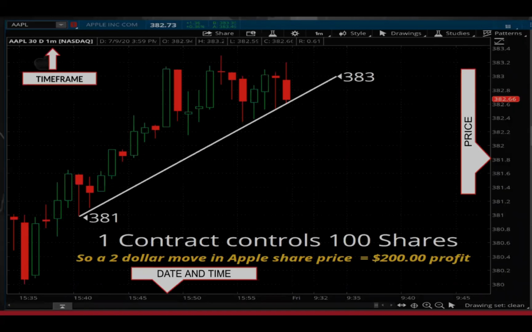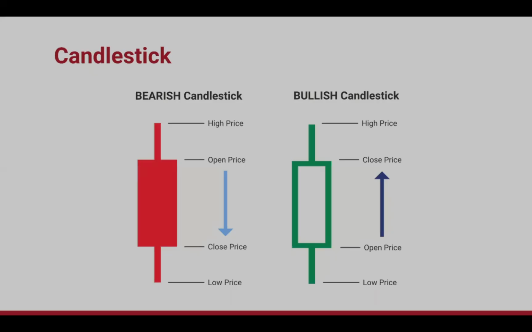But first things first, when you're looking at a particular chart, each of those candles represents a certain amount of time. The chart we looked at before represented a minute. That means every single candle represented a minute. If I see 10 candles, that's 10 minutes.